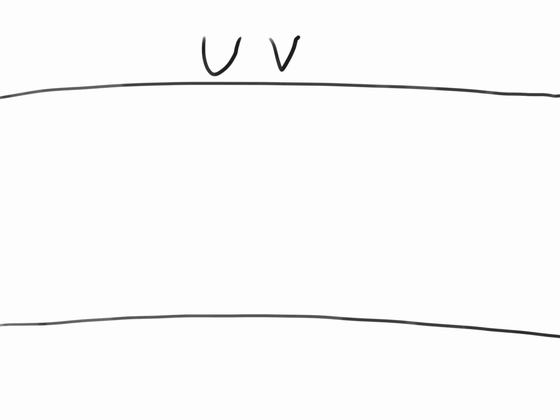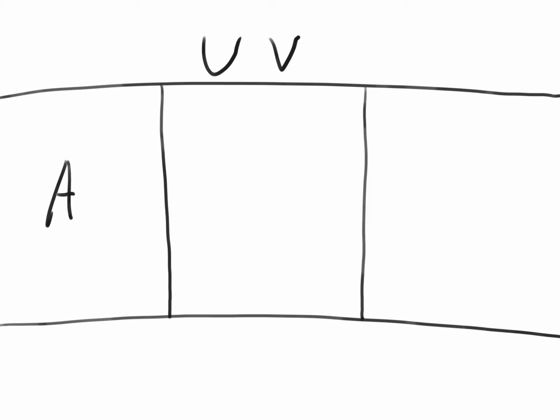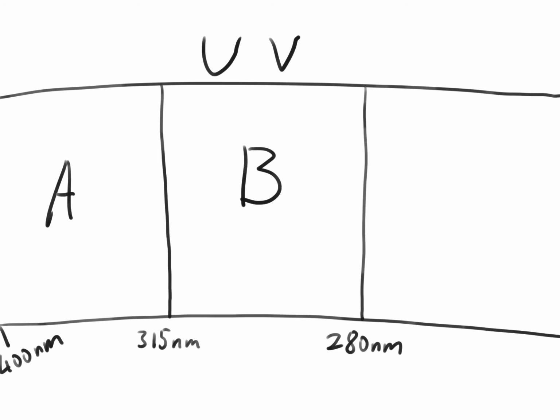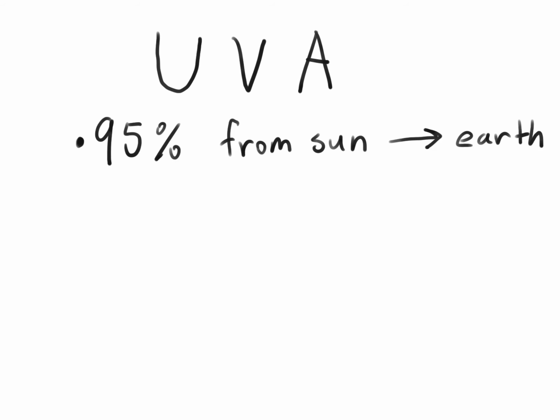UV light is split into three big categories. UVA, ranging from 315 to 400 nanometers, UVB, from 280 to 315 nanometers, and UVC, from 100 to 280 nanometers. UVA makes up 95% of the UV rays from the sun that reaches Earth's surface.